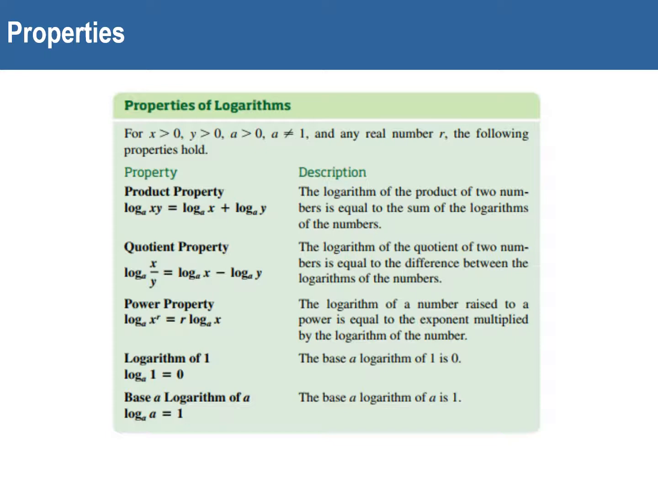Now let's talk about the properties of logs. The product property says that the log base a of x times y is equal to log base a of x plus the log base a of y. The quotient property says that log base a of x divided by y is log base a of x minus log base a of y. The power property says log base a of x to the r is r times log base a of x. And the log base a of 1 is 0 always. And the log base a of a is always 1.